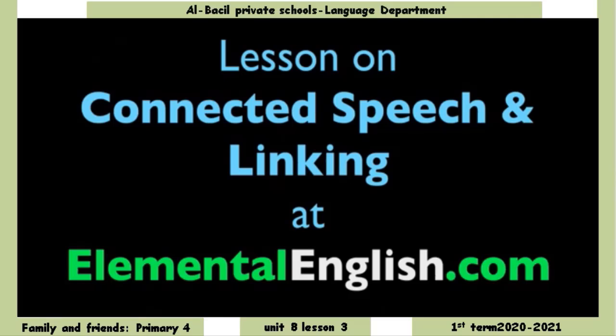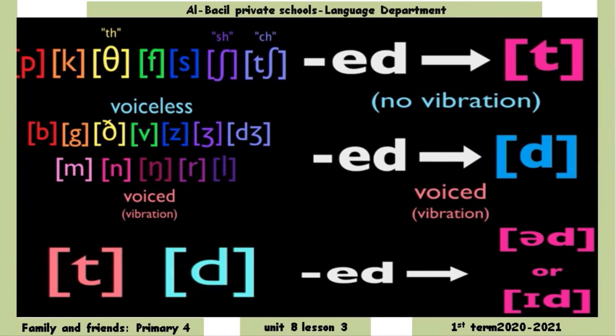Okay, now let's recap what we understood from this video. Regular verbs in the past tense with ed usually change to three different sounds: t, d, or id. So we have three main sounds: t, d, id.